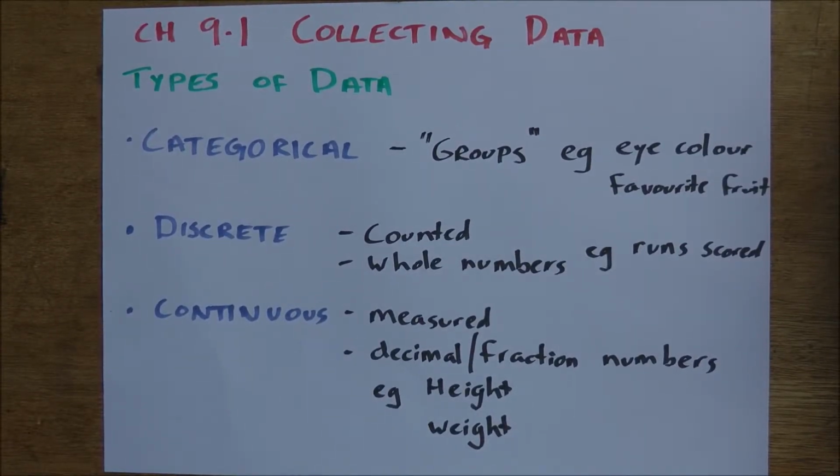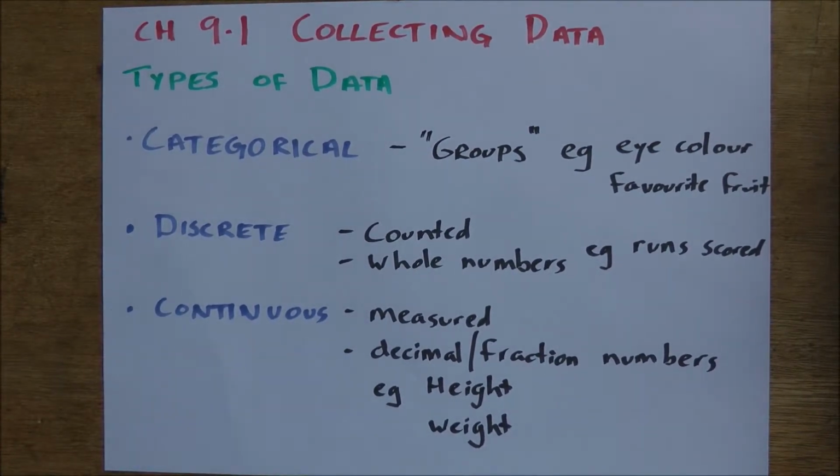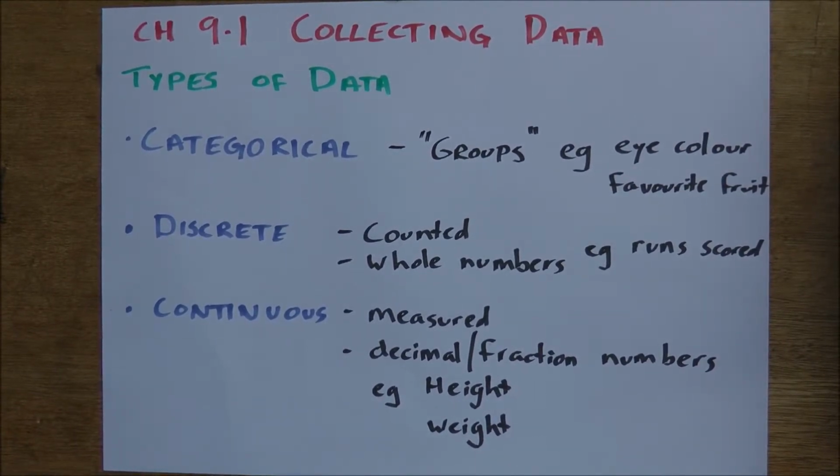Chapter 9, Statistics and Probability. 9.1, Collecting Data. This chapter starts off, we're talking about ways that mathematicians collect data and put them into groups and start to use that information. So the first thing we're starting off with is types of data. And we've got three types of data.